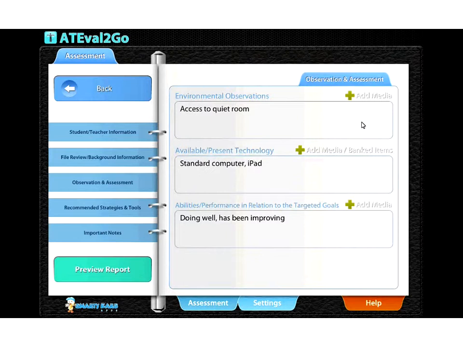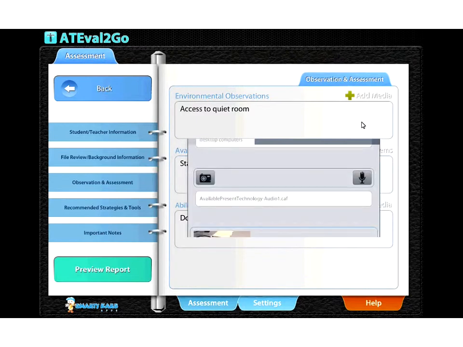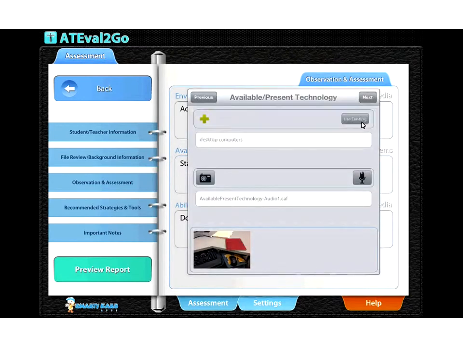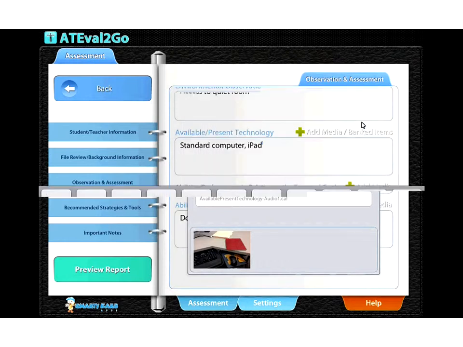Same goes with available present technology. So we have available present technology. We've typed in there standard computer and iPad. If I tap on my add media, you'll see I took a picture of that. If I want to add more, let's say we want to add more. Say we want to add joystick mouse. The student has a joystick mouse too.